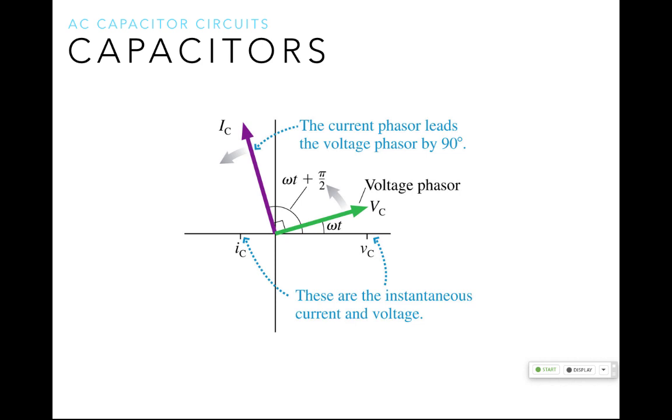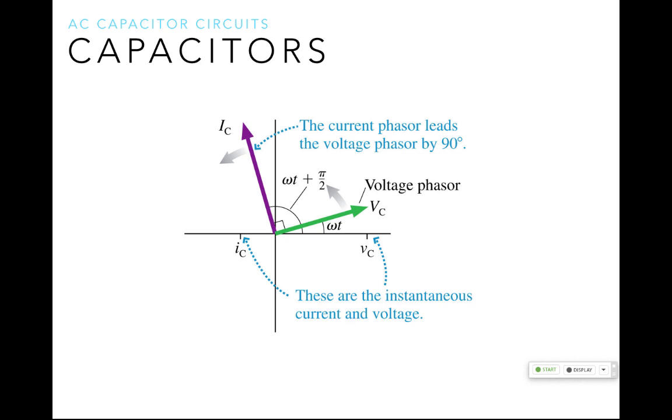You can see here we have a large positive voltage at this time. Our current is a small negative current, and that's because you have this phasor diagram that allows you to look at phase in a different way, okay? So these are your instantaneous current and voltage, and we say the current phasor leads the voltage phasor by 90 degrees. So the current is leading the voltage, okay?